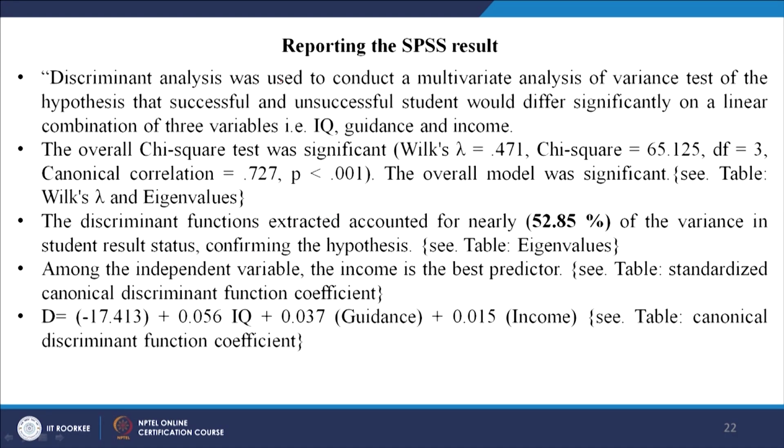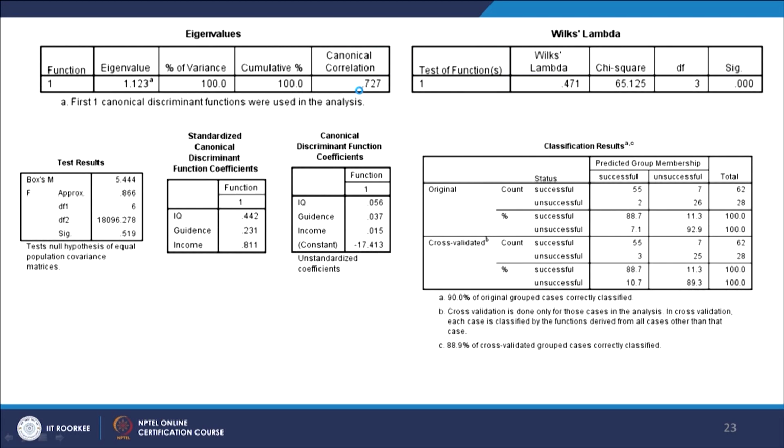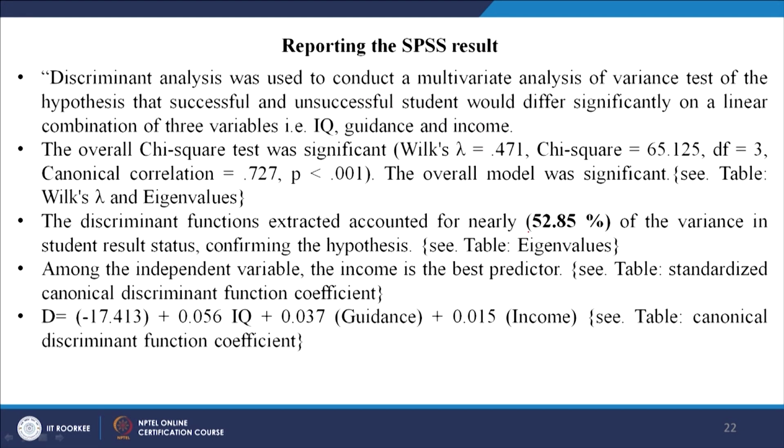Discriminant analysis was used to conduct the analysis. Let me show you these values first. The eigenvalue is 0.727. If I take this and square it, I am getting 52.85. So, this discriminant function accounted for nearly 53% of the variance in the student result status, confirming the hypothesis.